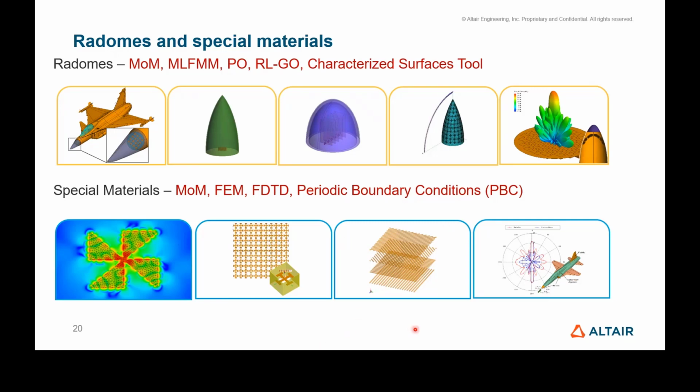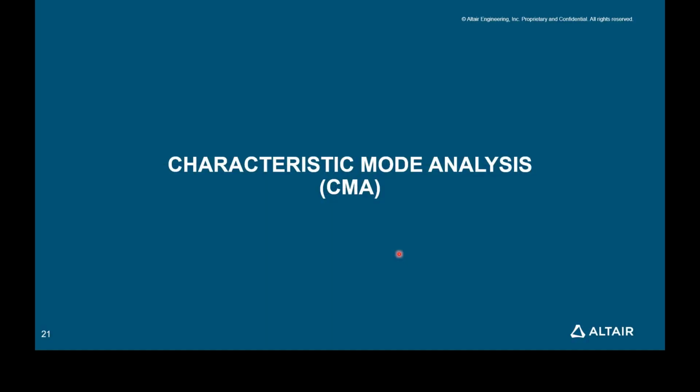Of course, one of the other things is the composite structures with various orientations of the carbon fibers in the composite. One can analyze aerospace structures or any structure for that matter using this kind of technology that we have in Feko. So let's focus a little bit on a couple of things, the characteristic mode analysis and machine learning, as well as the arrays before we go into the updates.